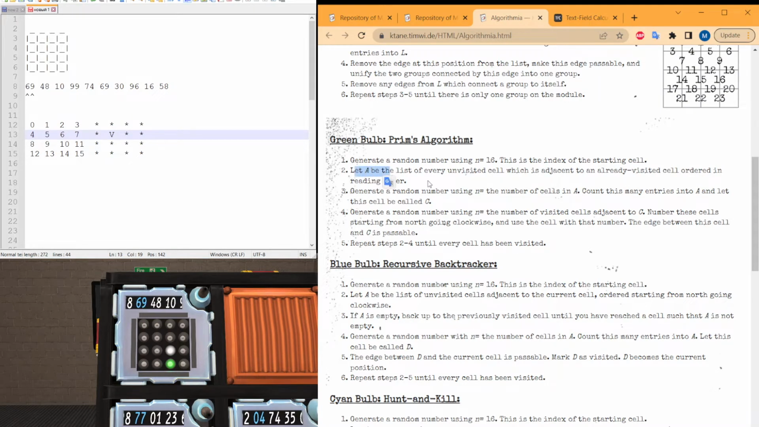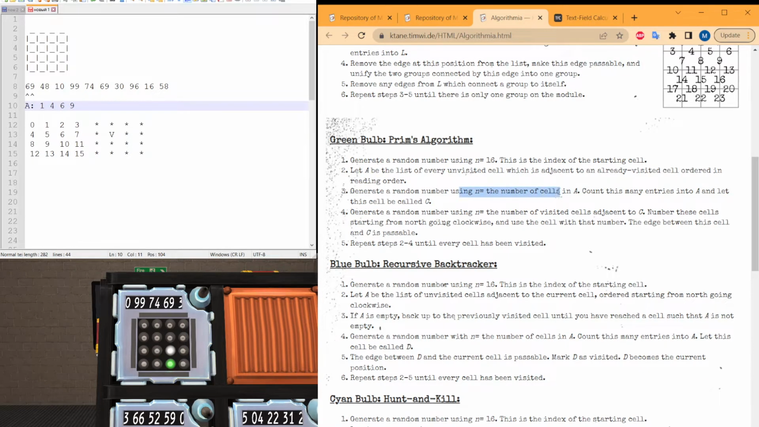We'll now create a list A consisting of every unvisited cell which is adjacent to some of the visited cells. Since this is the only visited cell, our list consists of 1, 4, 6, 9. And yeah, cells ordered in reading order, as I did.